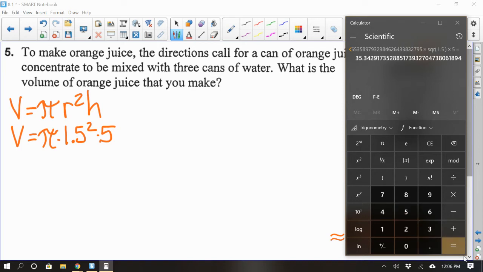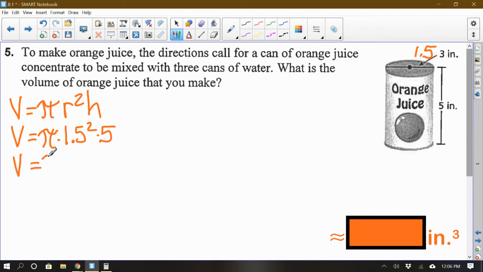35.3. Yep, that 4 would not round our 3 up. So 35.3. All right, so that would be the volume of just the orange juice container.